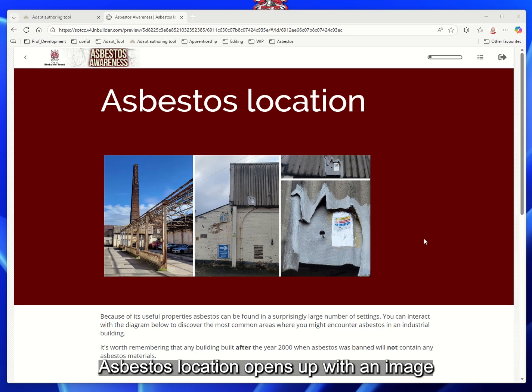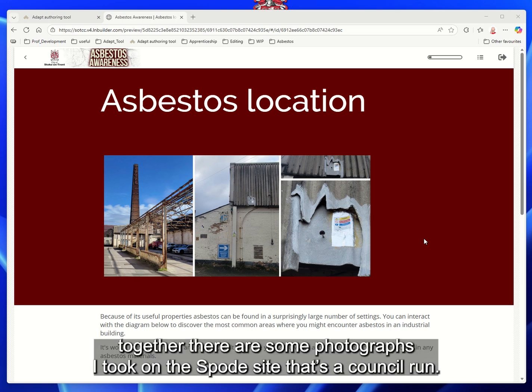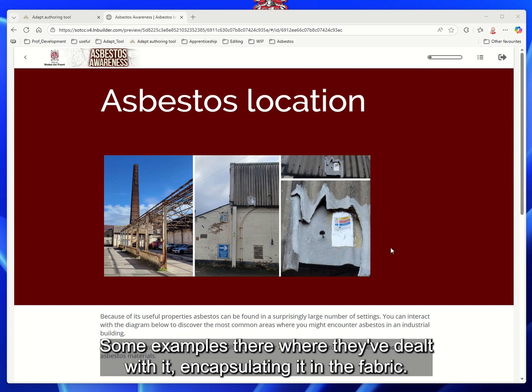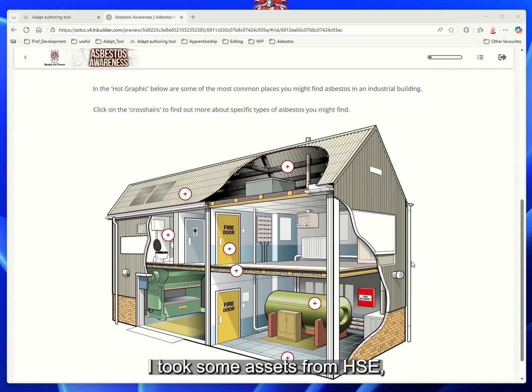Asbestos location opens up with an image put together there of some photographs I took on the Spode site. That's a council run set of buildings in Stoke, where the building manager, Liam, has to deal with asbestos in various places. Some examples there of where they've dealt with it, encapsulating it in the fabric.